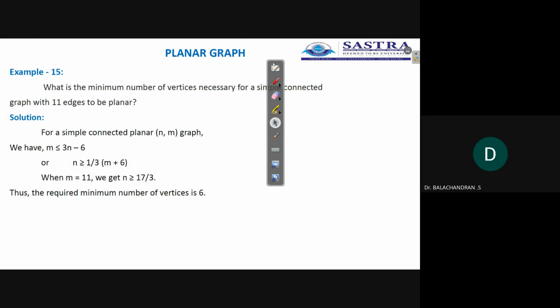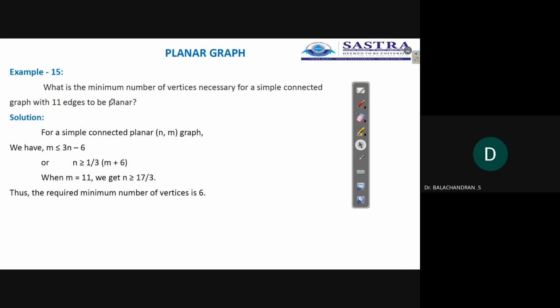Next. What is the minimum number of vertices necessary for a simple connected graph with 11 edges to be planar? For a simple connected planar (n, m) graph, m is less than or equal to 3n minus 6. This result we know.